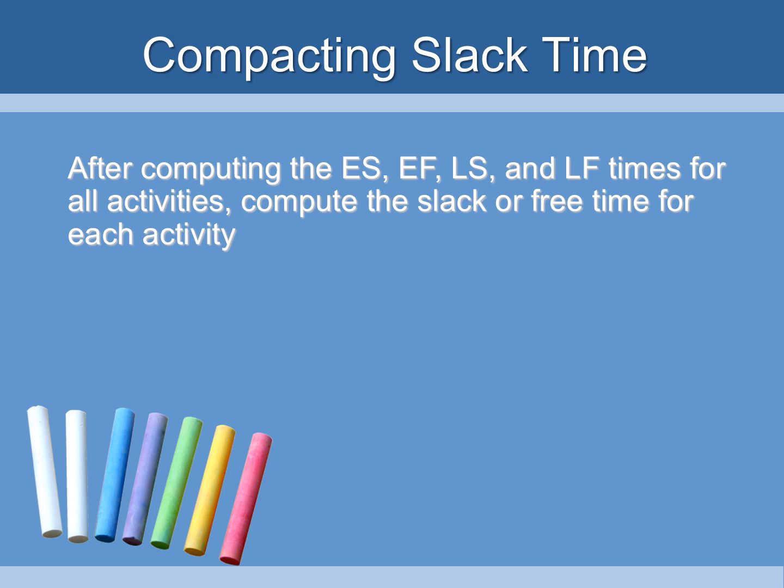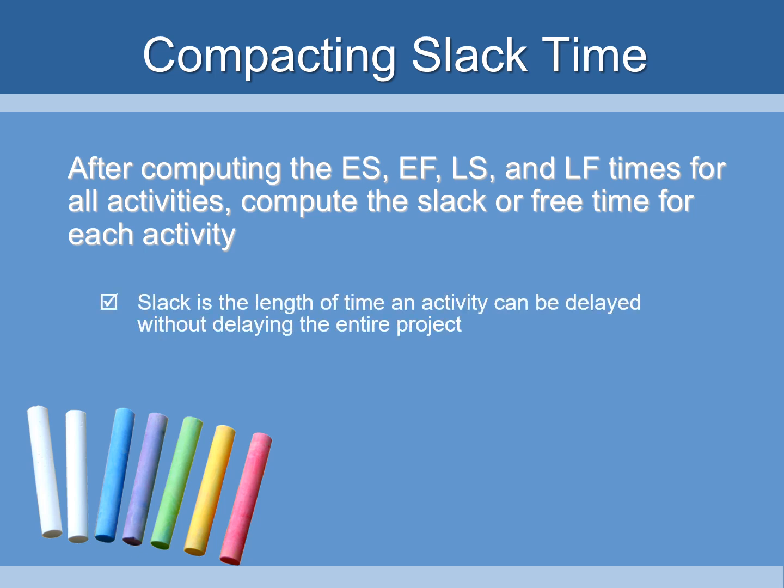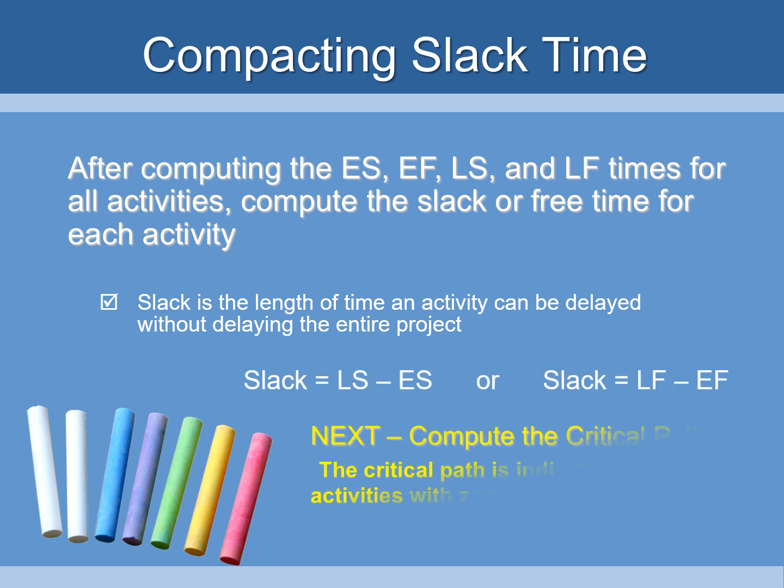Now, slack time. After computing your earliest start, your earliest finish, your latest start, and your latest finish times for all activities, you look at what the slack or free time is for each activity. Slack is the length of time an activity can be delayed without delaying the entire project. Slack, therefore, is the latest start minus the earliest start time, or the latest finish minus the earliest finish. So, once you have that done, you compute the critical path. The critical path is indicated by the activities with 0 slack. In other words, there is no extra time there.